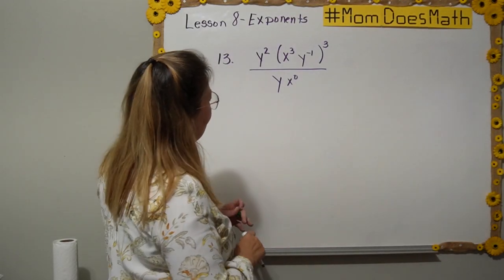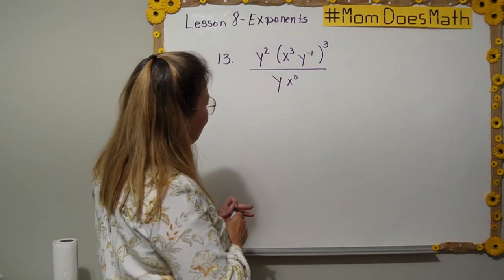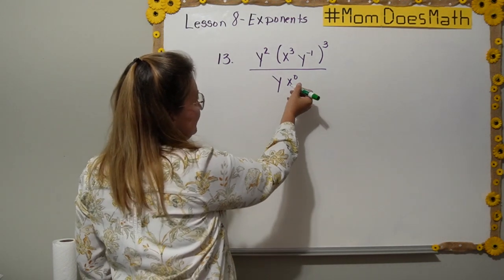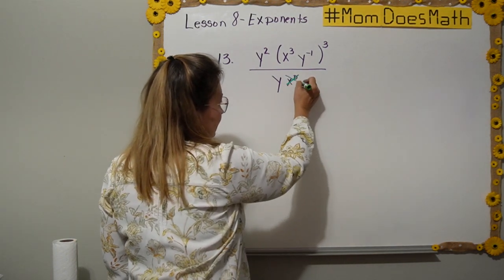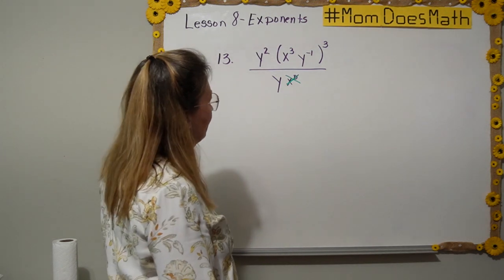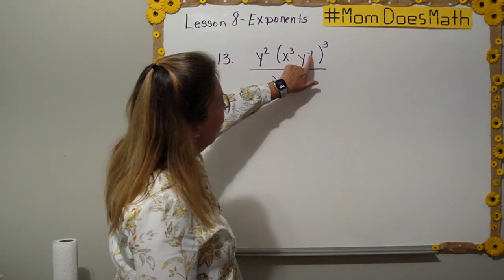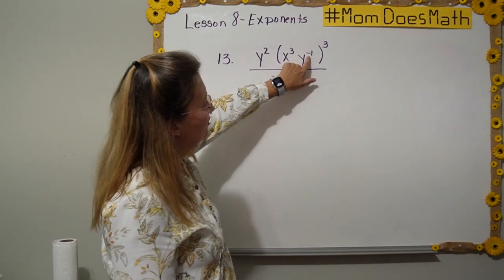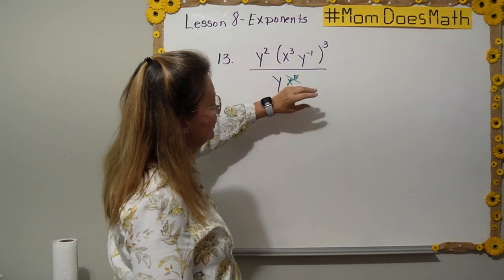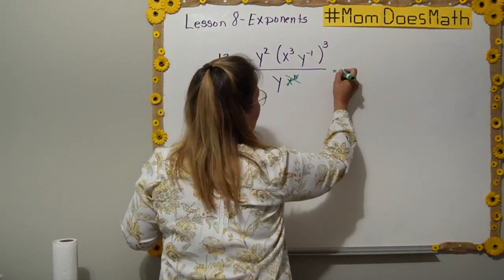Okay, let's look at number 13 and see what all we can clean up here. First of all, I see that x to the 0 power. That's just 1, so I'm going to mark it out. I cannot do anything about this negative exponent until I get this out of the parentheses. So I'll tell you what I'm going to do on this one.